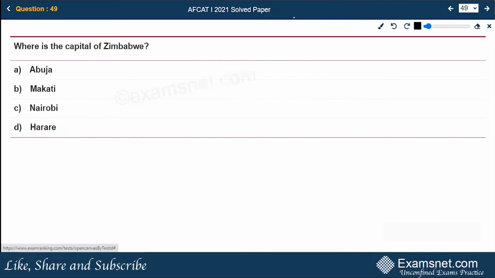Next question, number 49. What is the capital of Zimbabwe? Is it Abuja, Makati, Nairobi, or Harare? Harare is the answer to this question, option D. It is lying in the northeastern part of the country. It is the capital of Zimbabwe. This city was founded in 1890 at the spot where the British South Africa Company's pioneer column halted its march into Mashonaland. It was named for Lord Salisbury, the British Prime Minister at that time. So the answer to this question is option D, Harare.